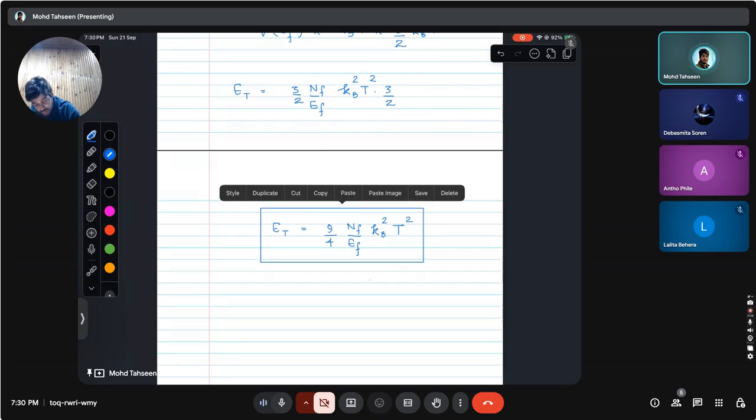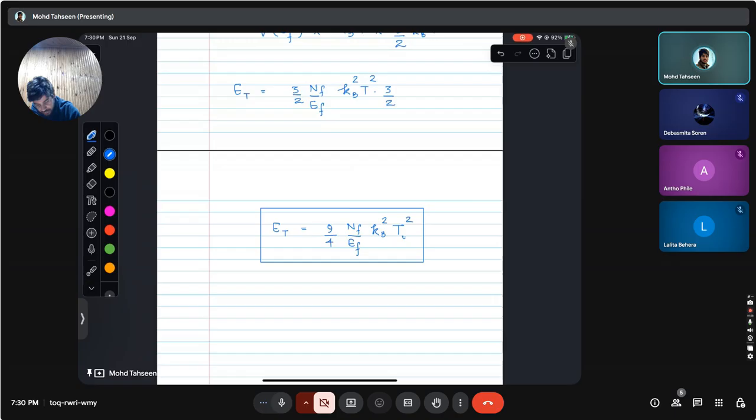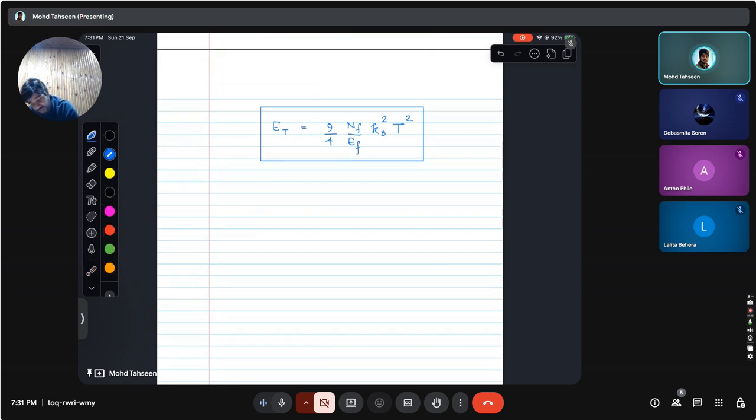So if we raise the temperature of the system from 0 to T, this is the total change of energy that the system is going to experience. Okay, and then what is the contribution of the specific heat? That would be simply differentiated with respect to temperature, right? Because the energy required to change the temperature by 1 unit, that is the specific heat, right?